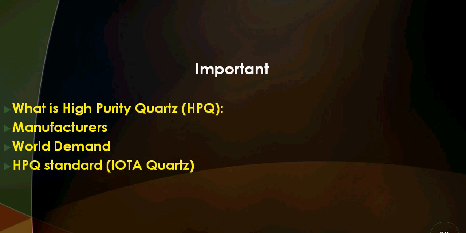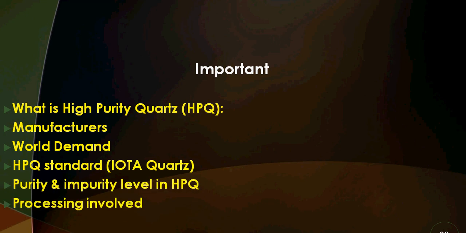World demand I have already discussed. Iota quartz is the quartz standard produced by Unimin. Purity and impurity level we have already discussed. The processing involved is very intense, and there are only a few companies and research companies who can do all this processing. In Saudi Arabia, in the Saudi Geological Survey, I have established the Mineral Research and Beneficiation Center, MRBC, where we have some facilities but not all.